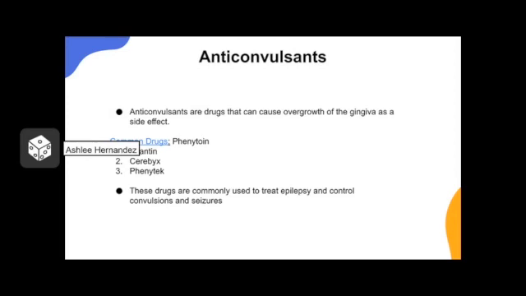Anticonvulsants are drugs that can cause overgrowth of the gingiva as a side effect. One of the most commonly prescribed anticonvulsant medications is phenytoin, also known as Dilantin, Cerebrex, and Phenatec. These drugs are used to treat epilepsy and control convulsions and seizures.